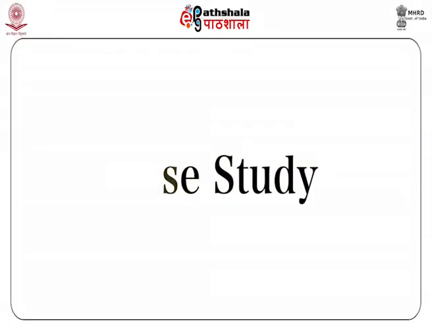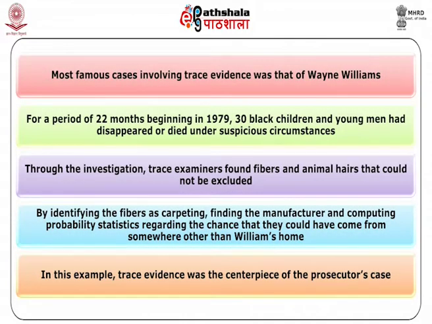Case study. One of the most famous cases involving trace evidence was that of Wayne Williams, convicted of 2 counts of murder in 1982 in the infamous Atlanta child murders case. For a period of 22 months, beginning in 1979, 30 black children and young men had disappeared or died under suspicious circumstances. Through the investigation, trace examiners found fibers and animal hairs that could not be excluded when looking for links between the cases.